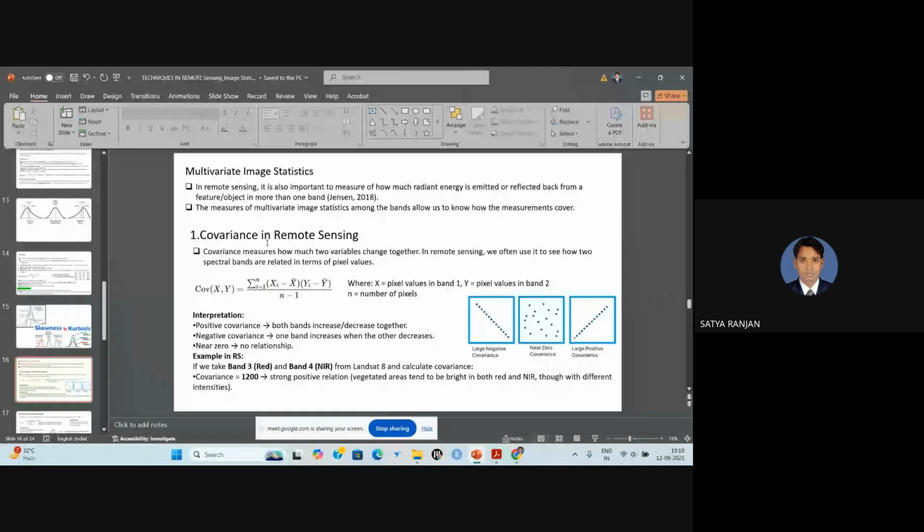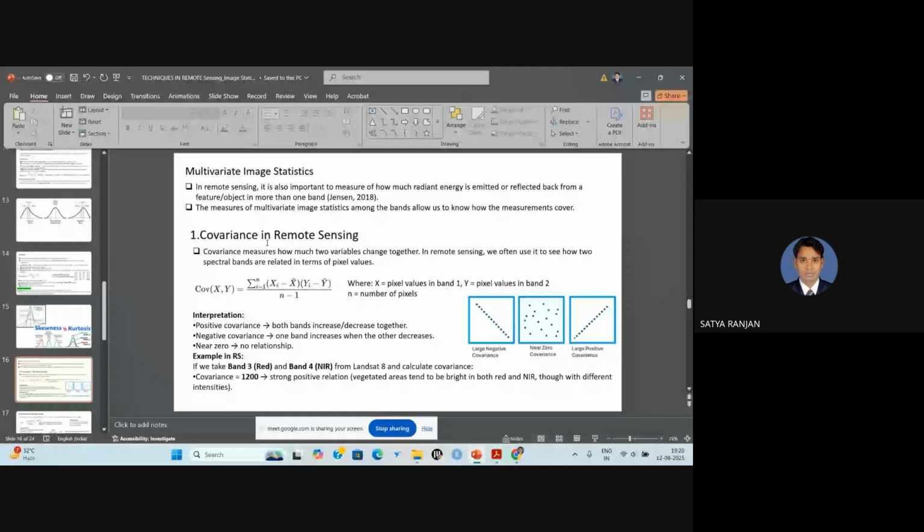So what do we interpret from the covariance result? Positive covariance means both bands increase and decrease together, and negative covariance means one band increases when the other decreases. That means it is inversely proportional in the pixel information. Then near zero, there is no relationship. If the covariance is near zero, there is no relationship between the two bands.